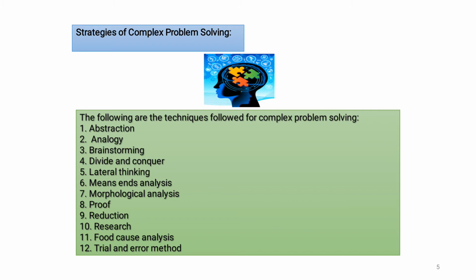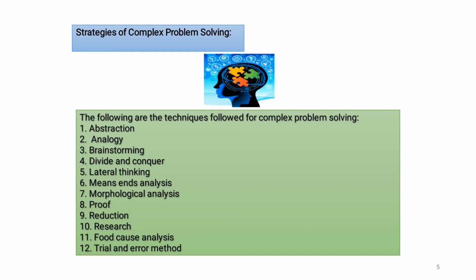Next, it says means ends analysis. That is where you choose an action at each step to move closer to the solution. Then we have morphological analysis. In morphological analysis, we assess the output and interactions of an entire system. Then we have proof. In this technique, we try to prove that a problem cannot be solved. The point where the proof fails will be the starting point for solving it.